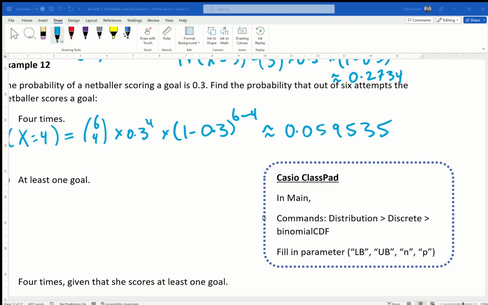So a lot of students will write this in their assessment. Please don't write that. But you should end up with an answer of 0.059535, which is actually the actual answer, not approximate, so I'm going to write equals. Any questions about that?